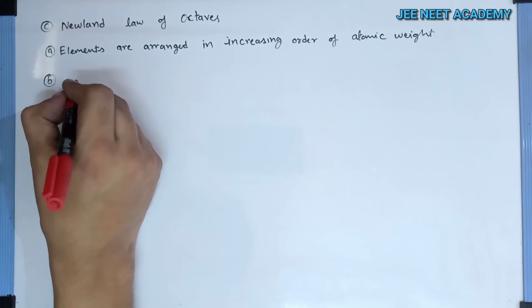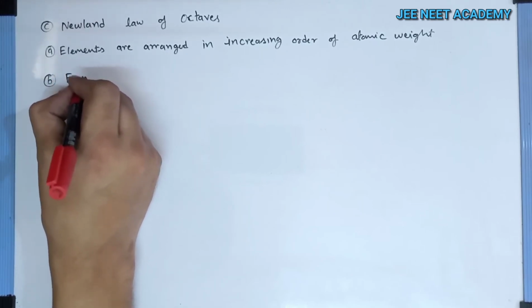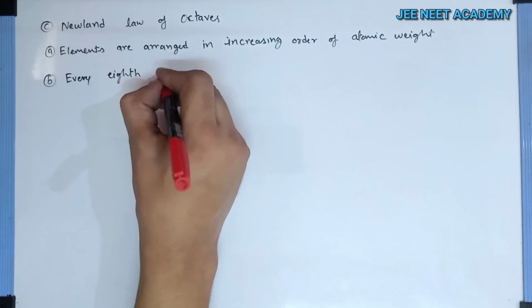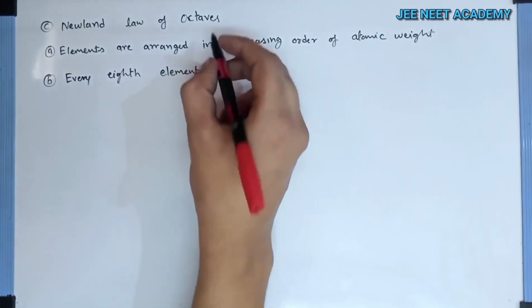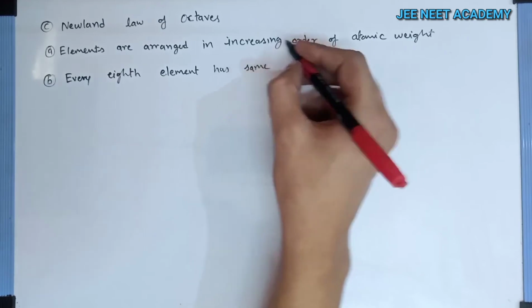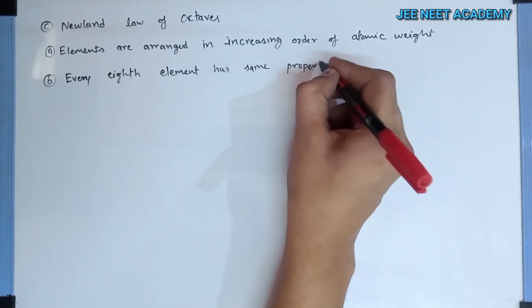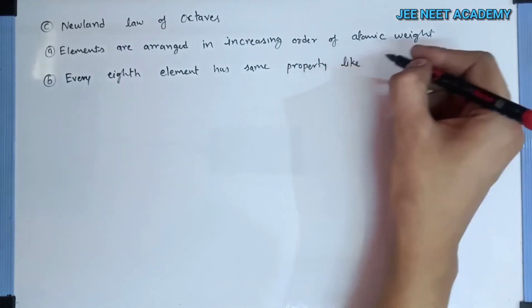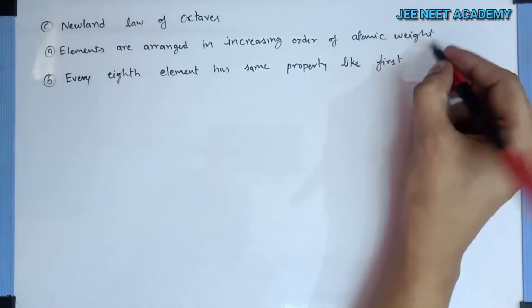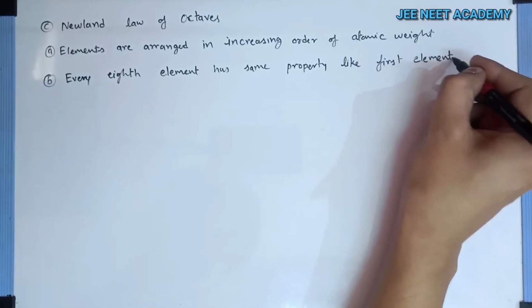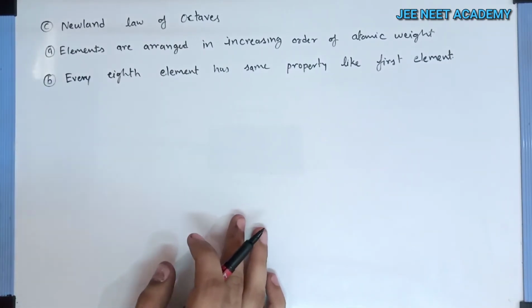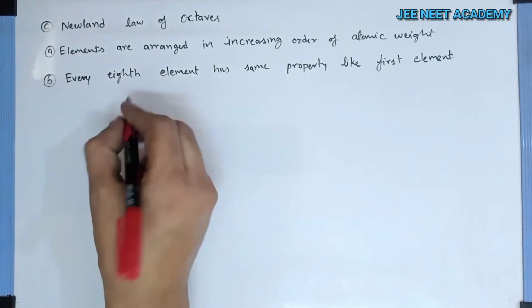Second point, every eighth element has the same property as the first element, like Indian classical music notes: sa, re, ga, ma, pa, dha, ni, sa. Sa is coming again after the seventh.